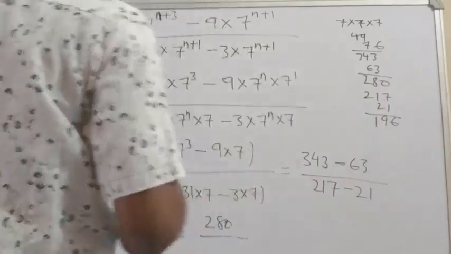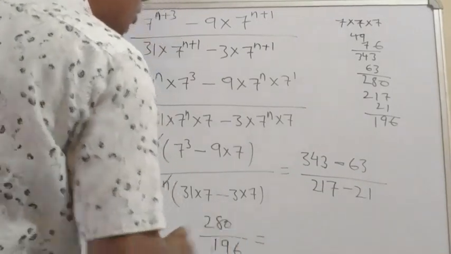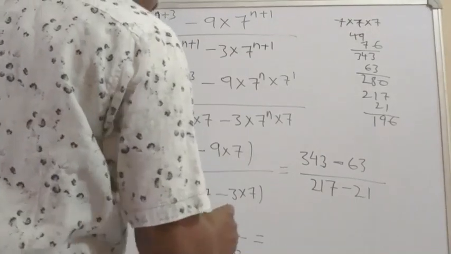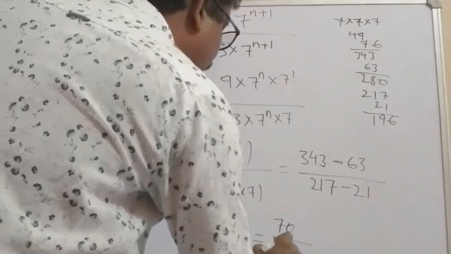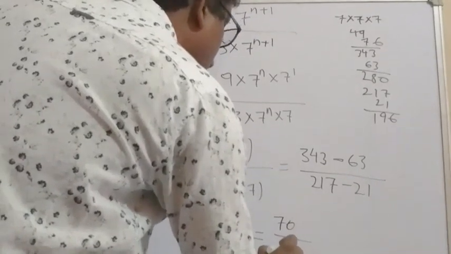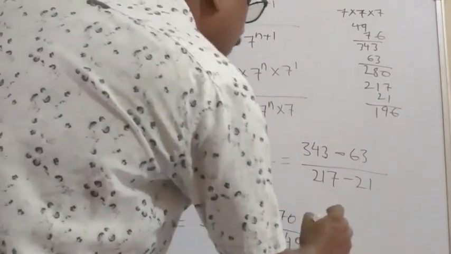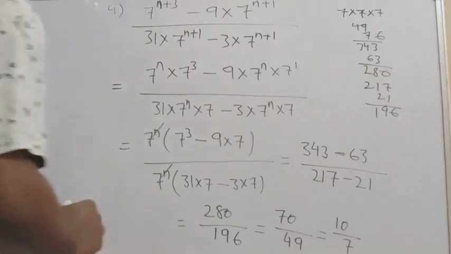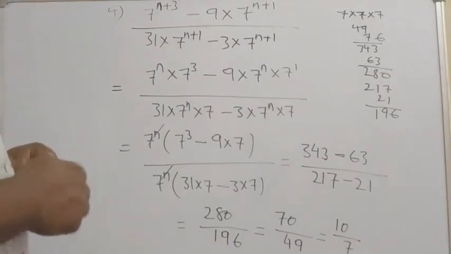Correct? So 196. Now this number is cancelled with 4, always reduce to the lowest term. So 70 here, again it is cancelled with 7, 10 by 7. So the answer is 10 by 7. Always write the answer in the lowest form.